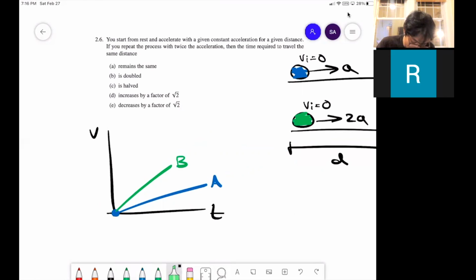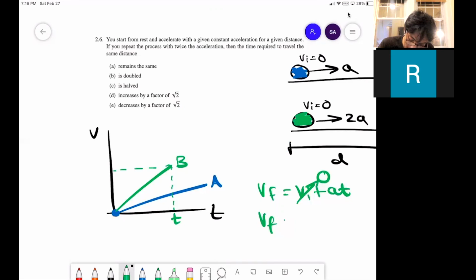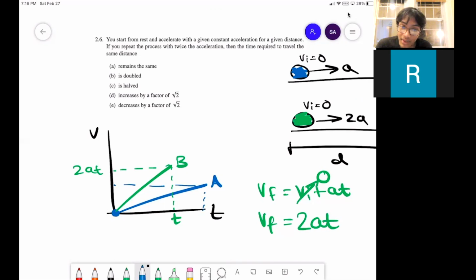Now, if the green one, say, travels for a time t, what would its final velocity be? Well, given Vf is equal to Vi plus at, and my Vi is 0, Vf would just be at, or 2at, since the green one has an acceleration of 2a. So let me revise that, 2at, 2at. Now the question is, what's the time and velocity for the blue guy? Well, we know that it has to have the same area under its graph since they both travel the same distance. So let's use that to our advantage.